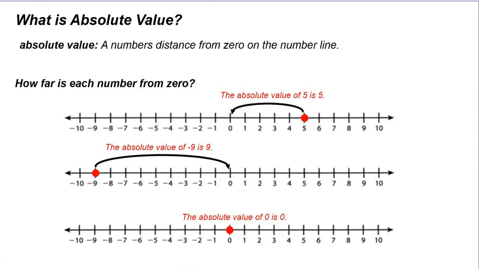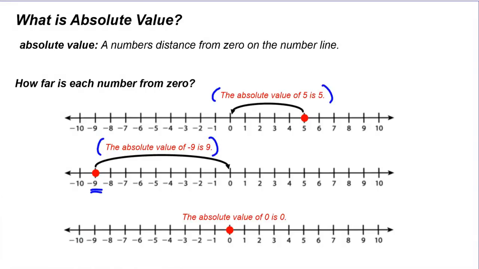So if we look at the examples here I have on the screen, it asks how far is each number from zero. So I have 5 graphed on the number line. How far away is 5 from zero? Well, 5 is 5 units from zero, or 5 spaces from zero. So we say that the absolute value of 5 is 5 because it's 5 units from zero. The next one, here's negative 9 on our number line. How far away from zero is negative 9? Now we wouldn't say it's negative 9 units away because again we're talking about distance. So we say that the absolute value of negative 9 is 9 because it's 9 units from zero.